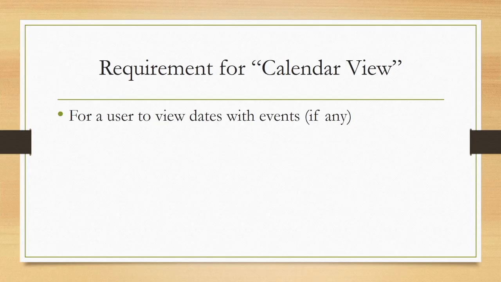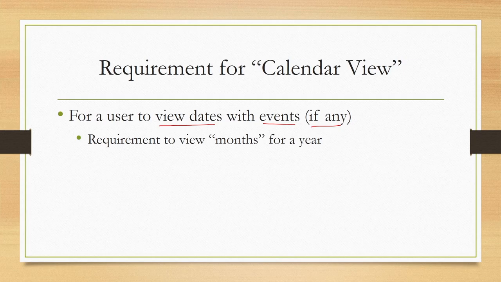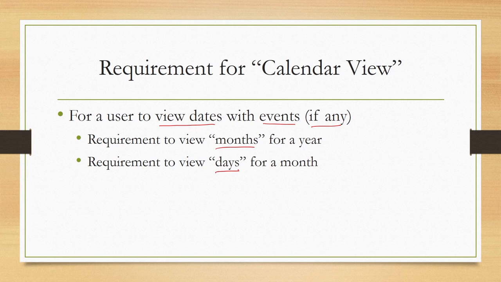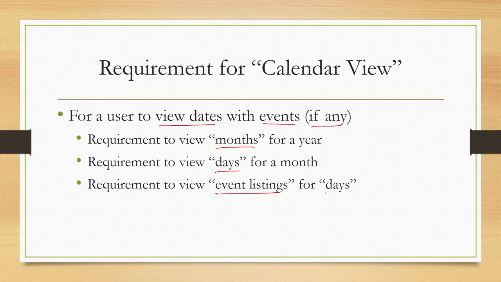Earlier, we have discussed it informally. Let us now formally discuss the requirements. Now, for the requirement for a user to view dates with events, if there are any such events for the specific date, then we can have further requirements like requirement to view months for a year, requirement to view days for a month, and requirement to view event listings for days, for each day or a specific chosen day, what are the events that are listed against it.